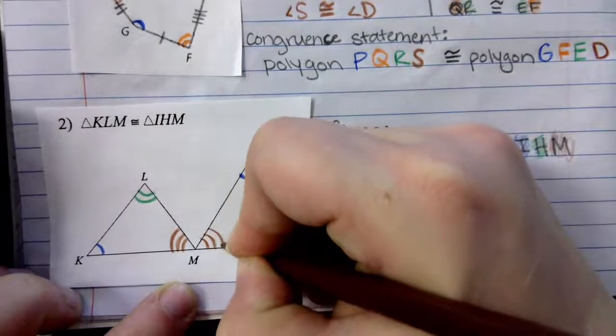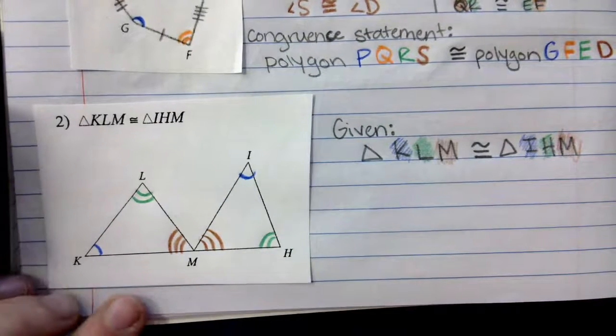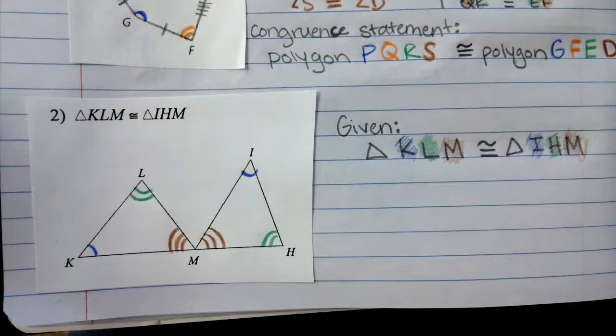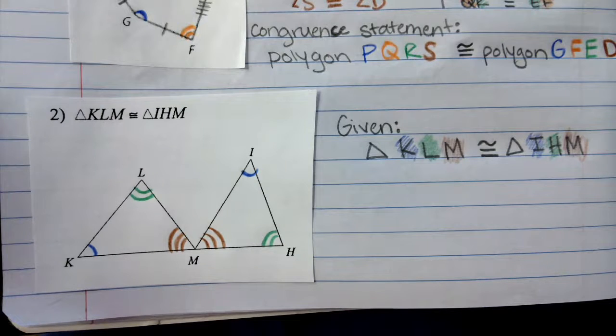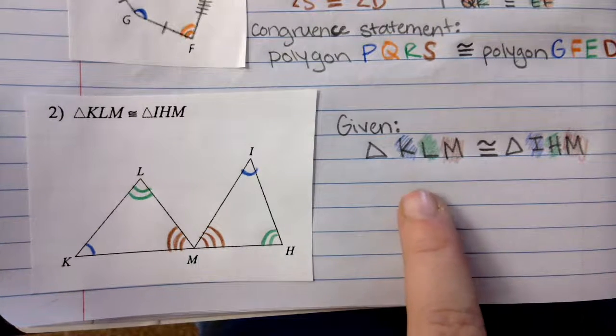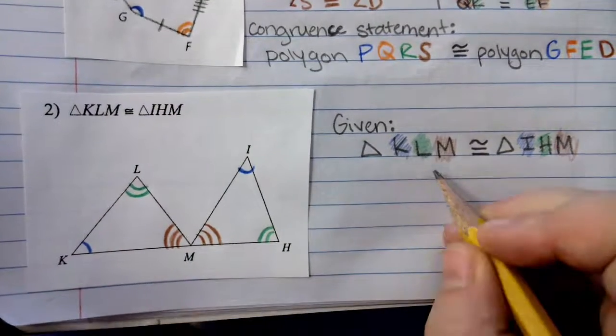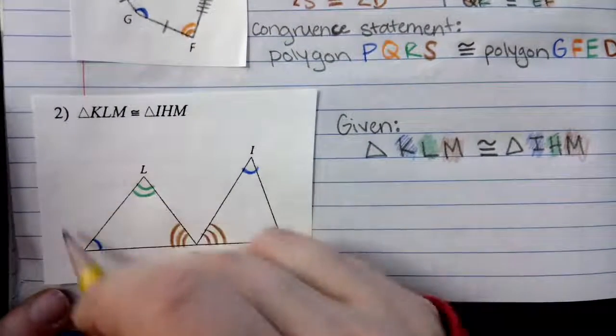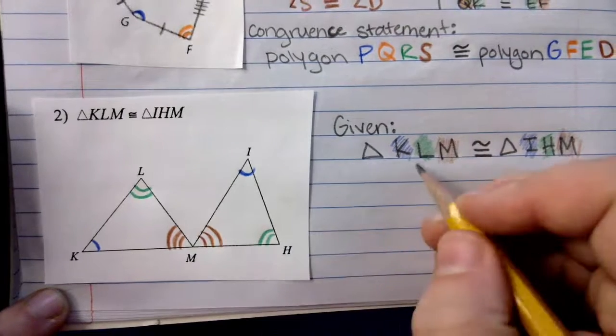Alright, so next what we're going to do is we will use those tick marks to mark up the sides. So again, I go back to my congruence statement. Rather than picking something on my diagram, I like to pick out, I'm going to do KL. And those are the first two parts in that, KL. So what will KL match up with over here? IH, because it's the first two letters.